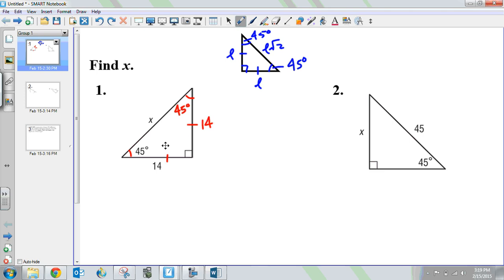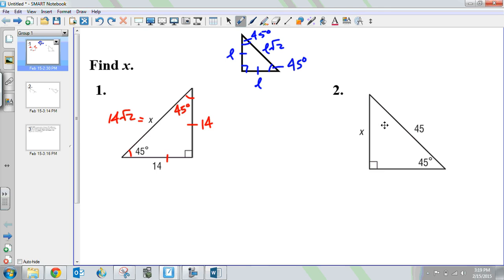So then because of that, I can simply say that x is just 14 times the square root of 2. That follows what I'm doing here: this is length L, the hypotenuse is L times the square root of 2. These legs are 14, so my hypotenuse is 14 times the square root of 2. So this is how we do these types of problems, okay?